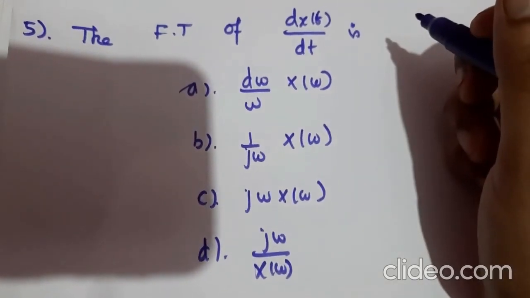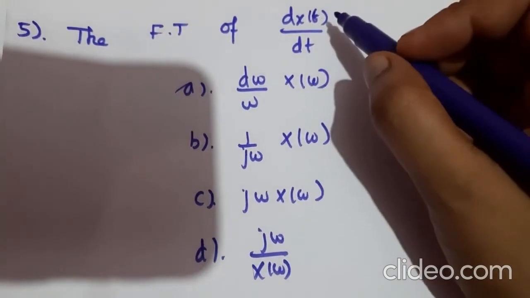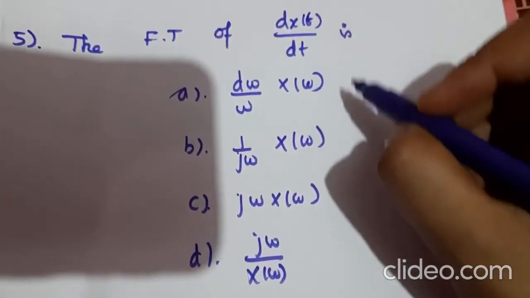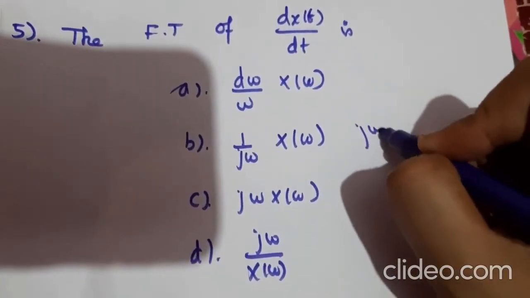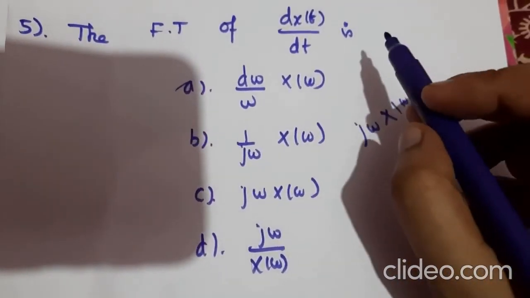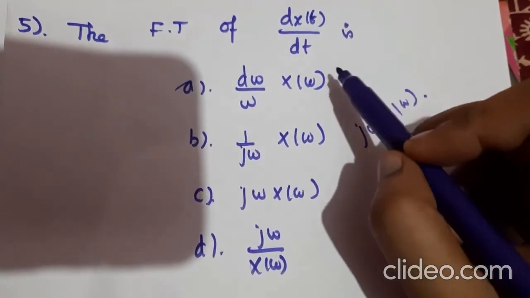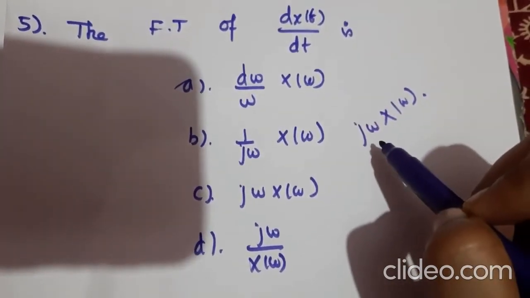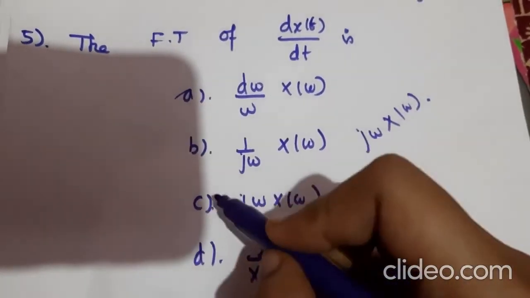Fifth question, the Fourier transform of differentiation of x of t with respect to time is j omega X of omega. This is also from the property of differentiation of a signal with respect to time, that is equal to j omega into X of omega. So here the answer is C.